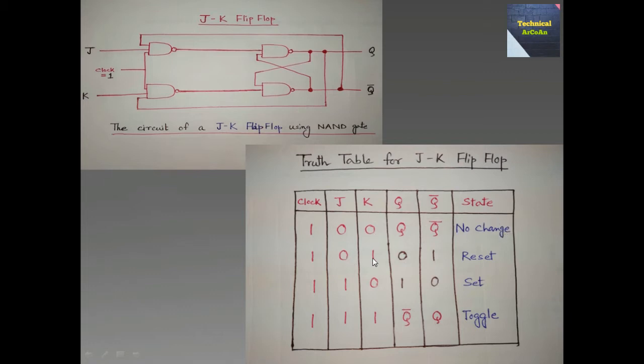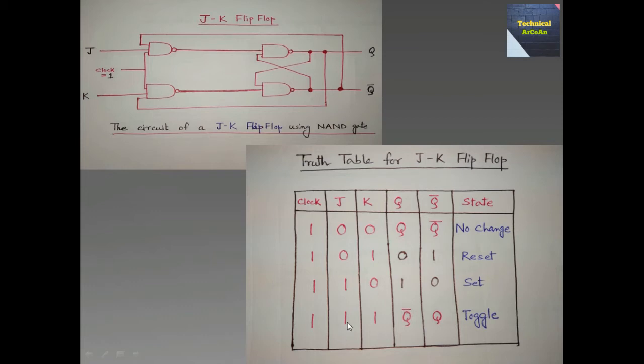When J is 0 and K is 1, we get the next state as 0. That means whatever the present state, 0 or 1, we always get the next state as 0. So it is a reset state, and Q complement is always 1. If Q is 0, then Q complement should be 1. When J is 1 and K is 0, we get the next state as 1, whatever the present state of Q, 0 or 1, and Q complement is always 0. This state is known as the set state.